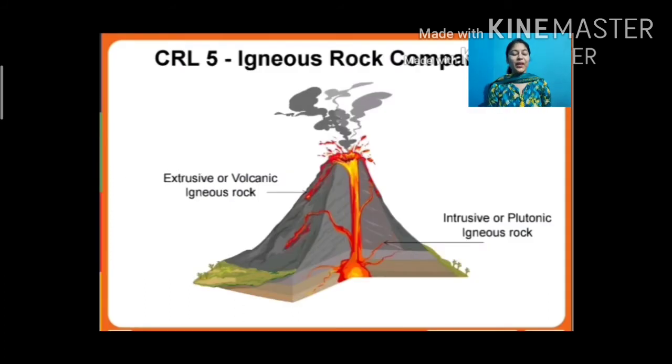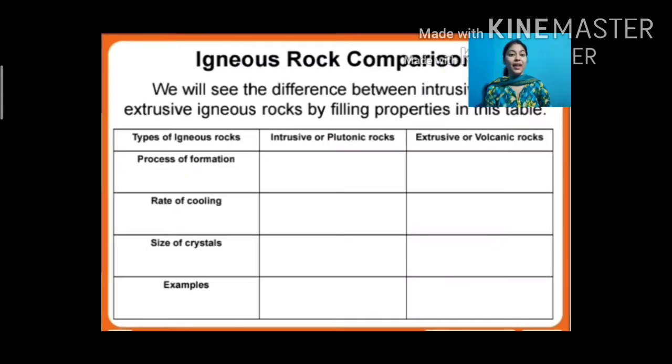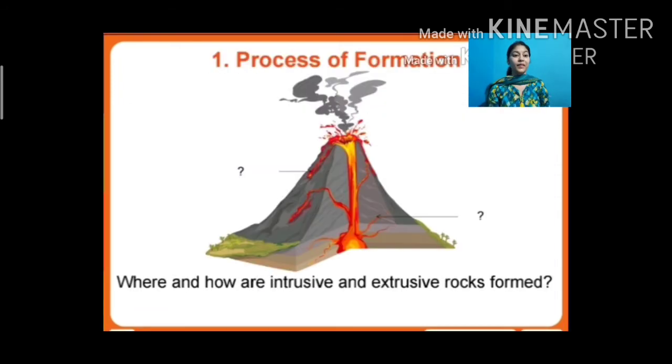Now today we will learn about igneous rock comparison. We will learn extrusive or volcanic igneous rocks and intrusive or plutonic igneous rocks. We will see the difference between intrusive and extrusive igneous rocks by filling the properties in this table. So let us do, now, process of formation. Where and how intrusive and extrusive rocks are found.